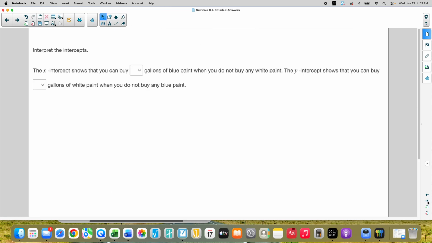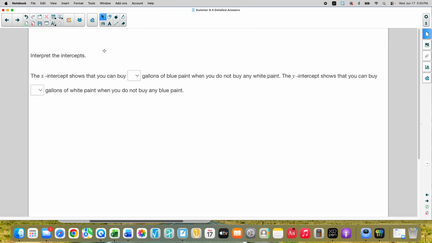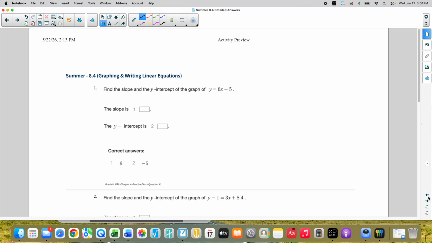Interpret the intercepts. Notice we did the intercepts. That's good. The x-intercept shows that you can buy 5 gallons of blue paint when you don't buy any white paint. And the y-intercept shows that you can buy 6 gallons of white paint when you don't buy any blue paint. So we actually did a good job of understanding where they were going to go with that question. All right. Those are some really good questions. Hopefully you did well on that.